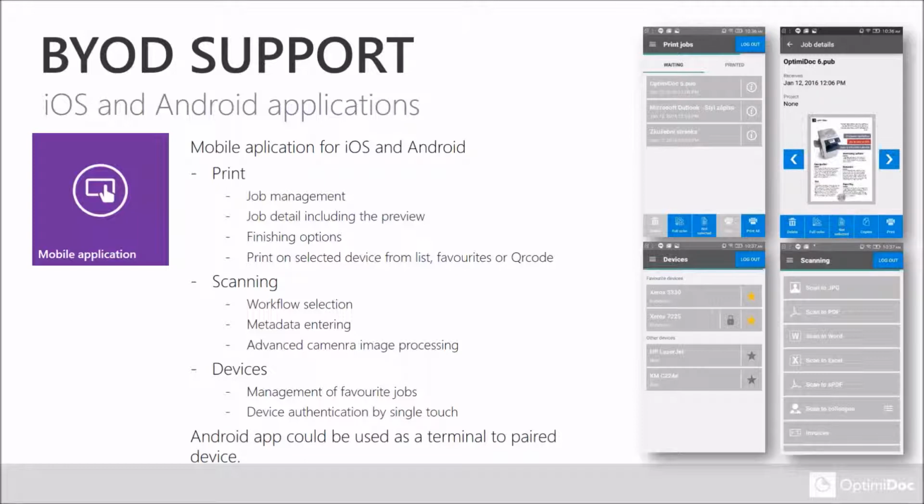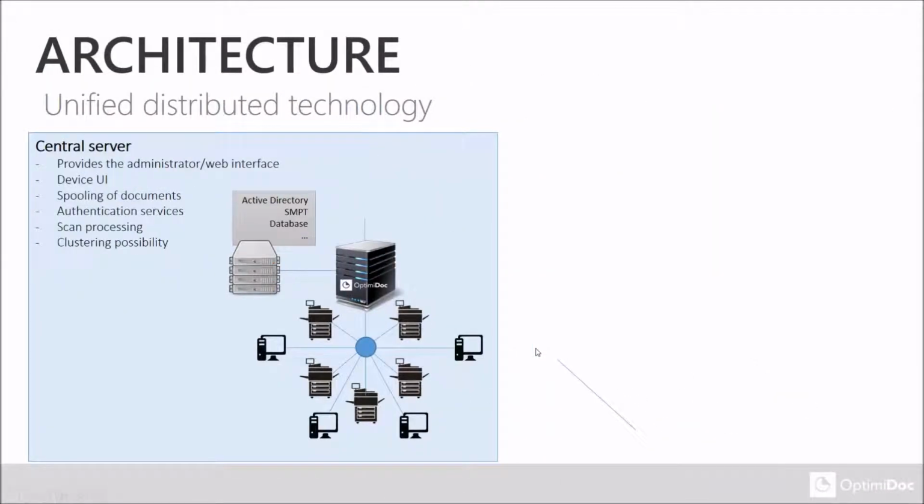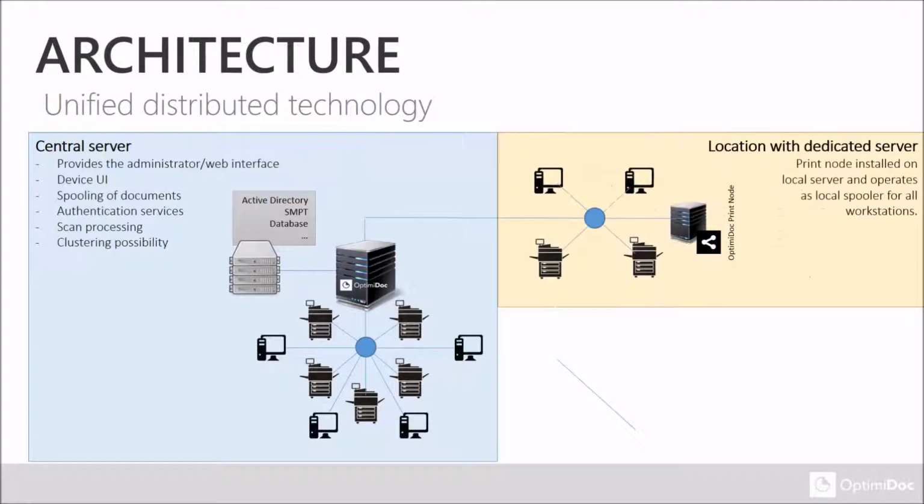So, that's all from the mobile application, and the last part is the architecture of the complete system. If you are talking about the architecture, we are using the central server where the OptimiDoc server is installed. This server provides the user interface and the administrator web interface, the device user interface for the print and scan terminals, authentication services, and also the processing of the scans. The central server can be connected to a cluster. For the locations where the customer wants to ensure also the print services of this technology, we are providing the OptimiDoc print node. OptimiDoc print node is a small application which could be installed on the local server, and this application manages locally the print jobs of the users in this location.